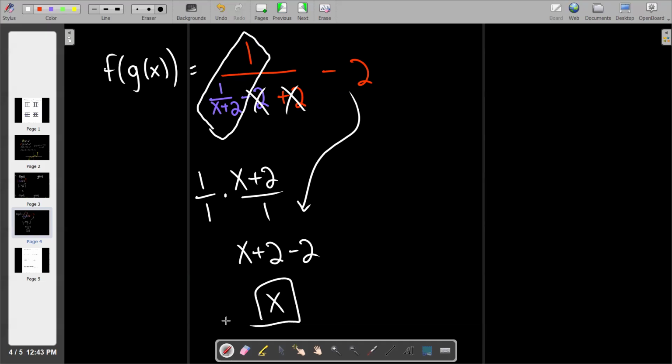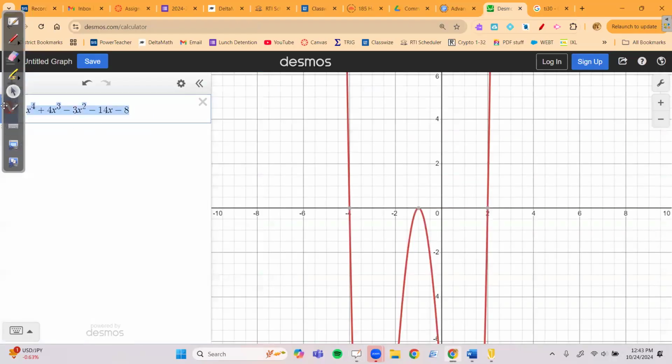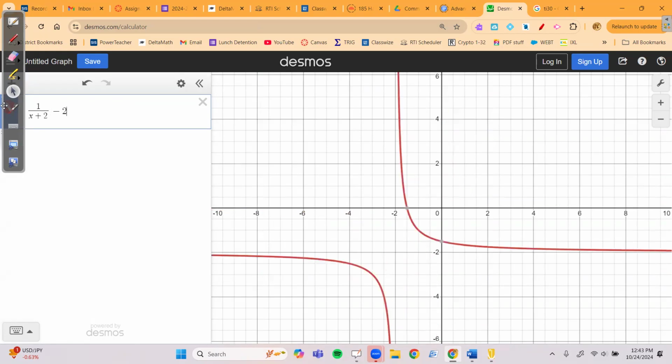I'm going to use Desmos real quick. I'm just going to stay recording while I use Desmos because I think this is rad. So yeah, it's exciting. So the graph of number 7 is 1 over x plus 2 minus 2. There it is. That's why it's an inverse with itself. I'll be darned.